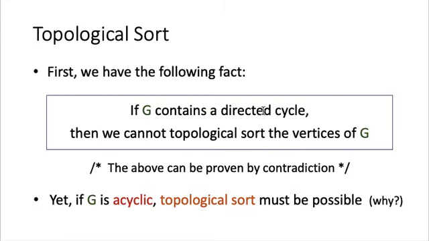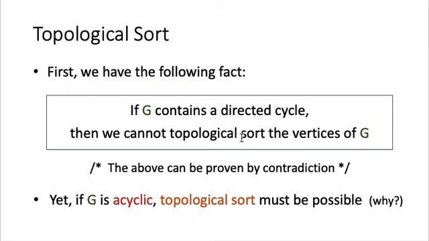Actually, we can easily see that if the graph contains a directed cycle, then we can never perform topological sort on the vertices of the graph. Because there is a directed cycle, there is always a back edge. No matter how we relabel the order of the vertices, there is always going to be some larger vertex pointing back to some smaller number. You can try this at home to prove why this is correct, and it is easy to show this by contradiction.